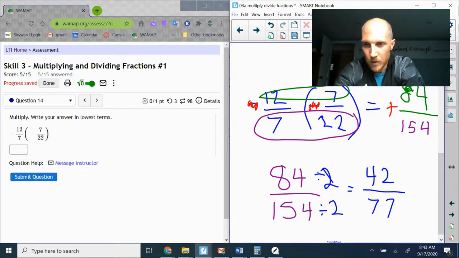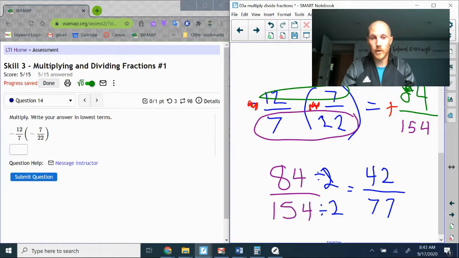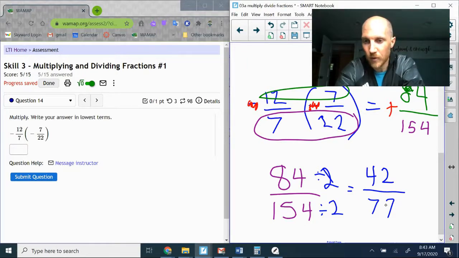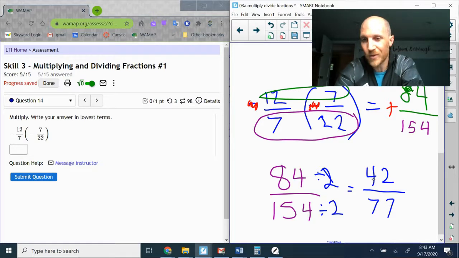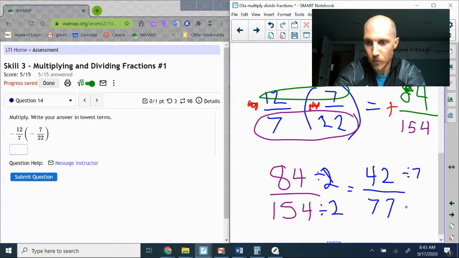Okay, and then to reduce this further, I'm going to try to find some more things that I can divide both of these numbers by. And I see one because I know 77, that's 7 times 11. I recognize that out of my times tables. 42, that's 7 times 6. So if I divide both of these numbers by 7, this will reduce.